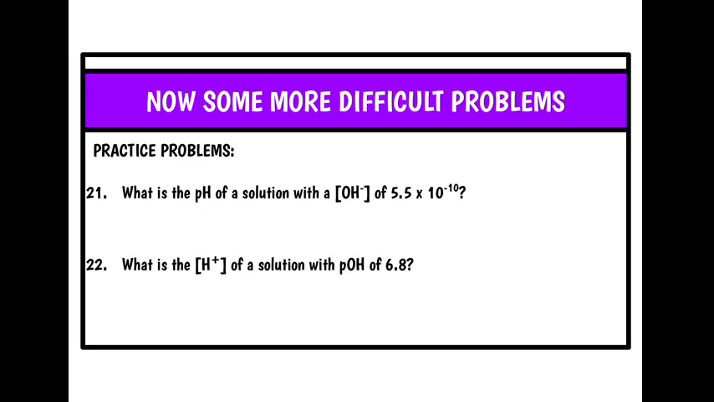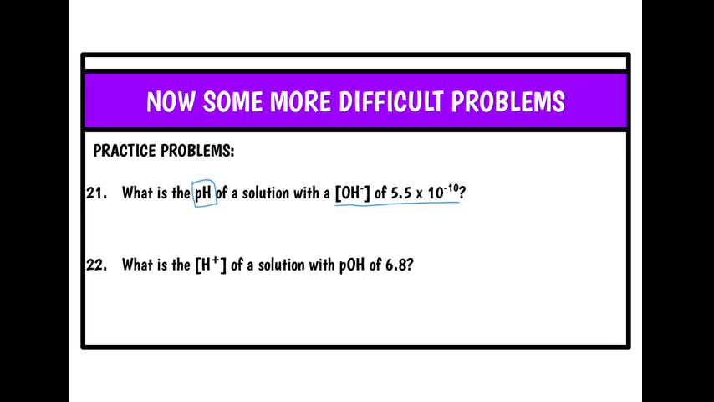Okay, and so finally we've got some difficult problems. So we're going to need to be using those relationships between pH and pOH, as well as when we can multiply the hydrogen ion concentration and the hydroxide ion concentration to get that 1 times 10 to the negative 14th value. Okay, so let's go ahead, let's look at this one. Let's see what it's asking. So we're asking for the pH, but they're giving us the hydroxide ion concentration. So take a second and think about how you could solve this. Pause the video if you need to.